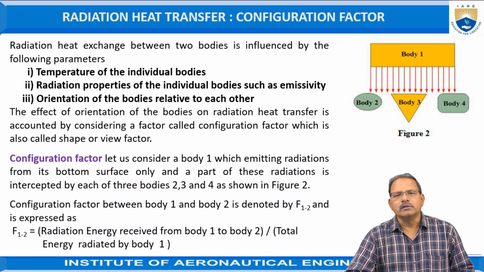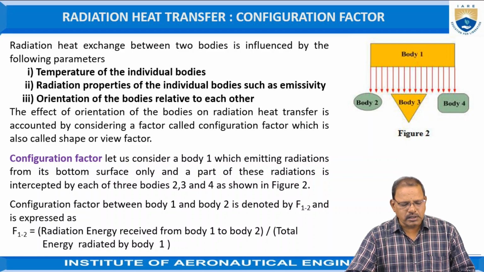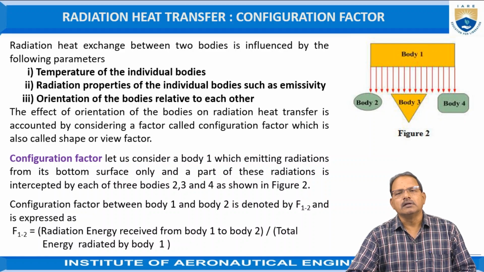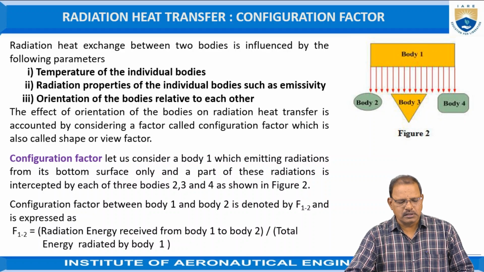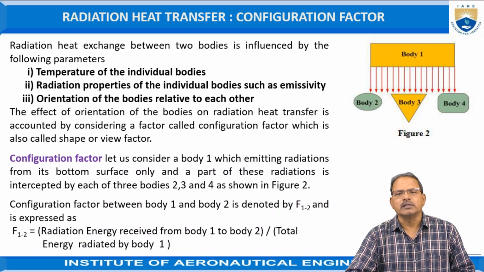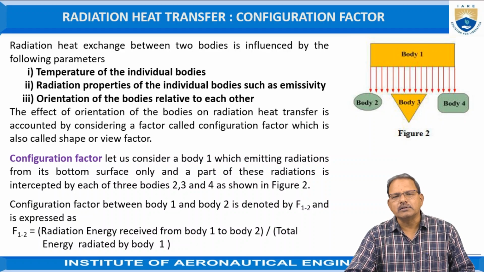That means when the difference between the temperatures of the two bodies is more, the radiation of heat from higher temperature to lower temperature is also more. The second one is the radiation properties of the individual bodies, particularly emissivity. And the third one is the orientation of the bodies relative to each other. What is the direction? What are the surface directions with respect to the other body? This is called the orientation of the bodies relative to each other.